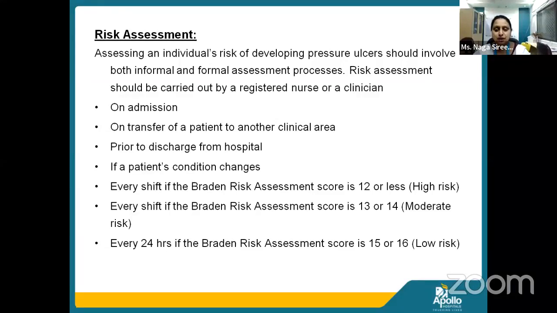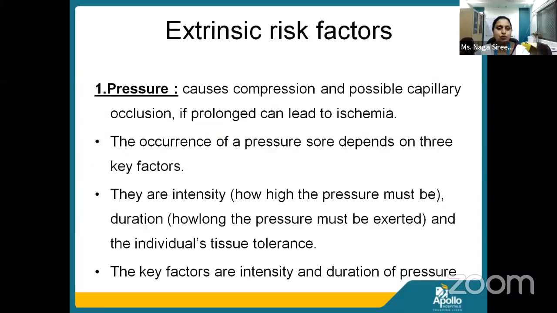In the inpatient condition, we always maintain the assessment every shift. If the Braden risk assessment score is 12 or less, the patient is at high risk for pressure ulcer. If the Braden score is 13 or 14, it is moderate risk. And if it is 15 or 16, we can give a low risk score.